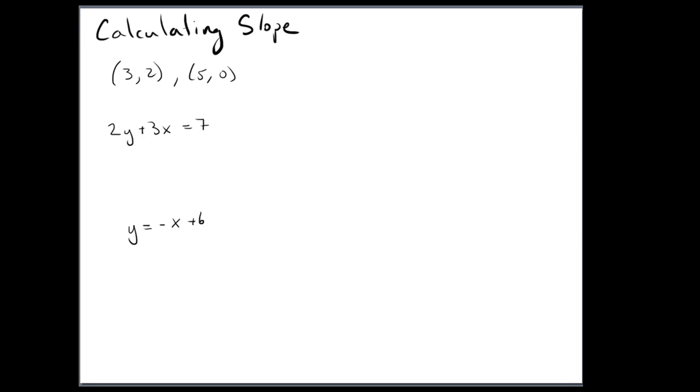Hey everyone, let's talk about section 2.3, calculating slope. To calculate slope, we can use the formula m is equal to y2 minus y1 over x2 minus x1. That's the change in y divided by the change in x. So over here we have the points 3, 2 and the point 5, 0.